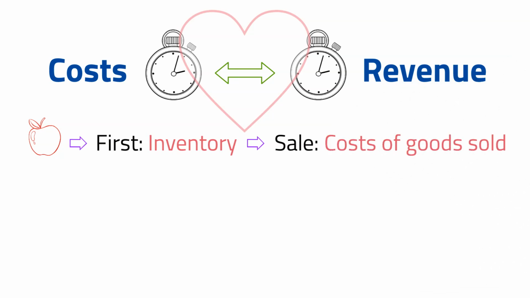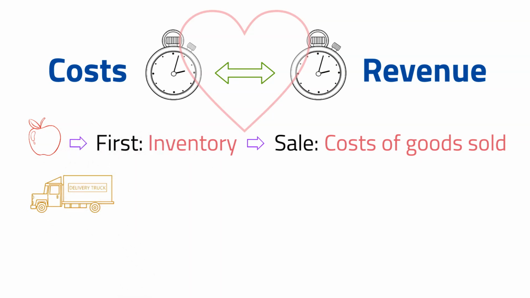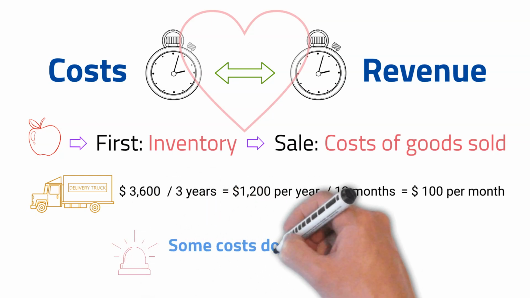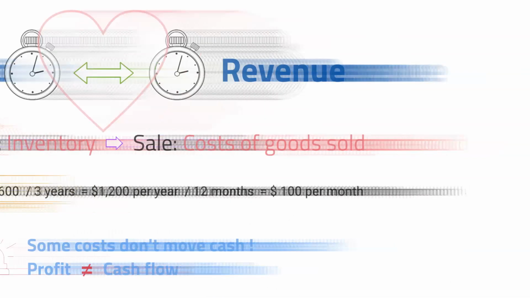Another example, big assets give value over several years. For example, delivery truck worth $3,600. If it serves you for 3 years, you then expense 1/3 of its value every year, $1,200 per year. And remember, some costs move cash, for example buying apples or paying wages, and some don't, for example depreciation of a truck. That's why profit doesn't mean cash flow, but that's a topic for another series.